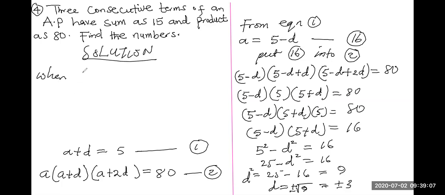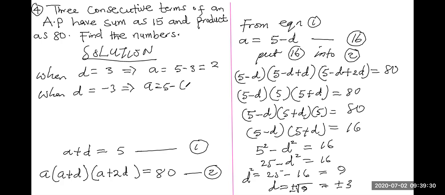When D is equal to 3, from equation 1B, our A is equal to 5 minus 3, and that gives us 2. And when our D is equal to minus 3, our A is equal to 5 minus minus 3. Minus times minus is plus, and that gives us 8. So our A is either 2 or 8, while our D is either plus 3 or minus 3.